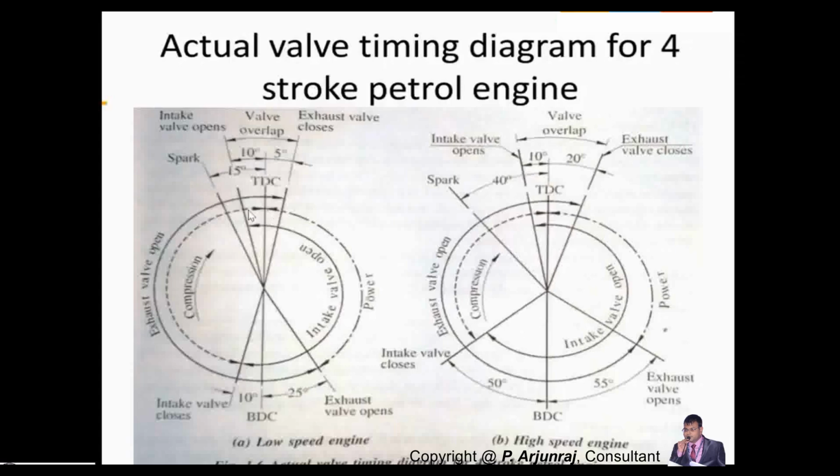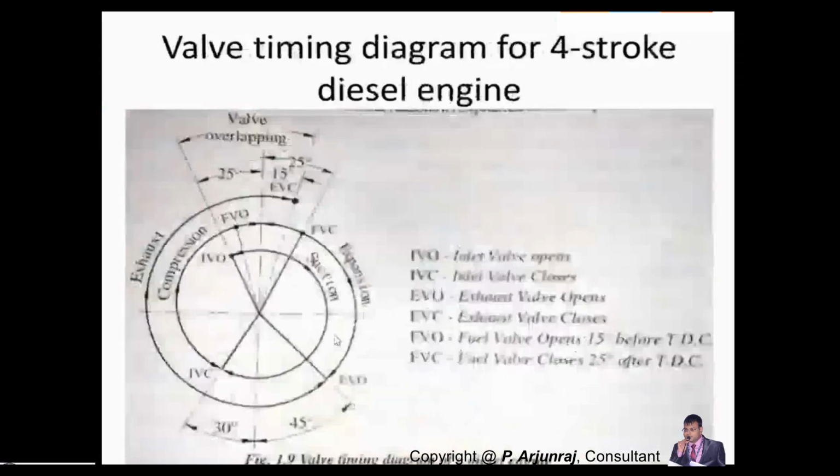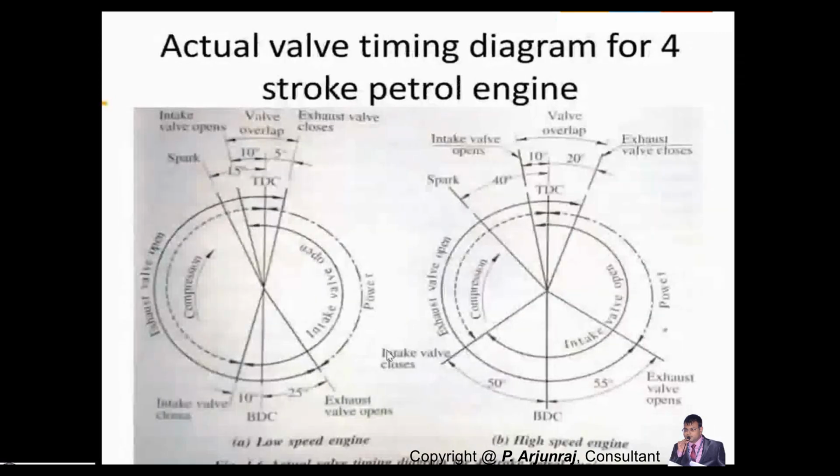Again, the power stroke will happen when the piston moves from TDC to BDC. During this time, the exhaust valve will also get closed. The exhaust valve closes 5 degree after TDC, and again you're going to get the power stroke. After the power stroke, the piston moves from TDC to BDC.